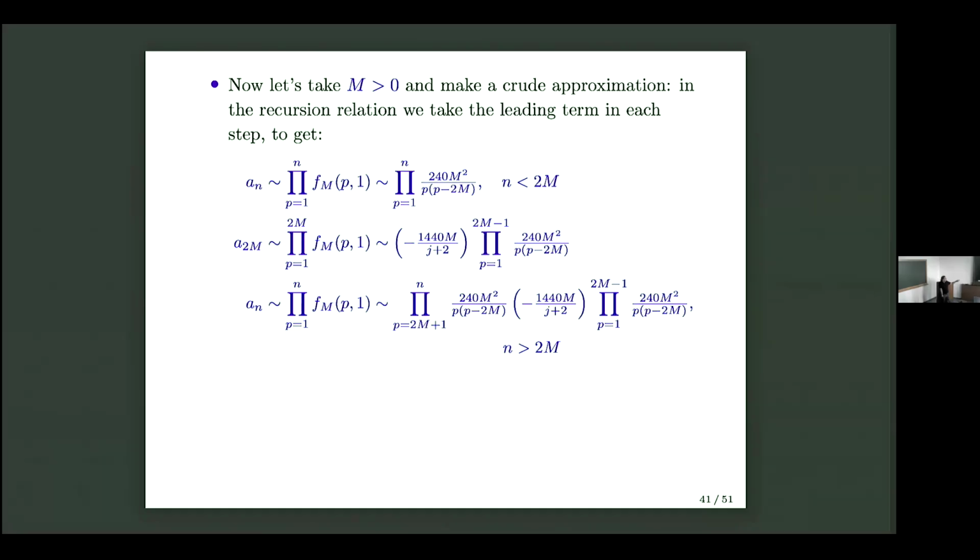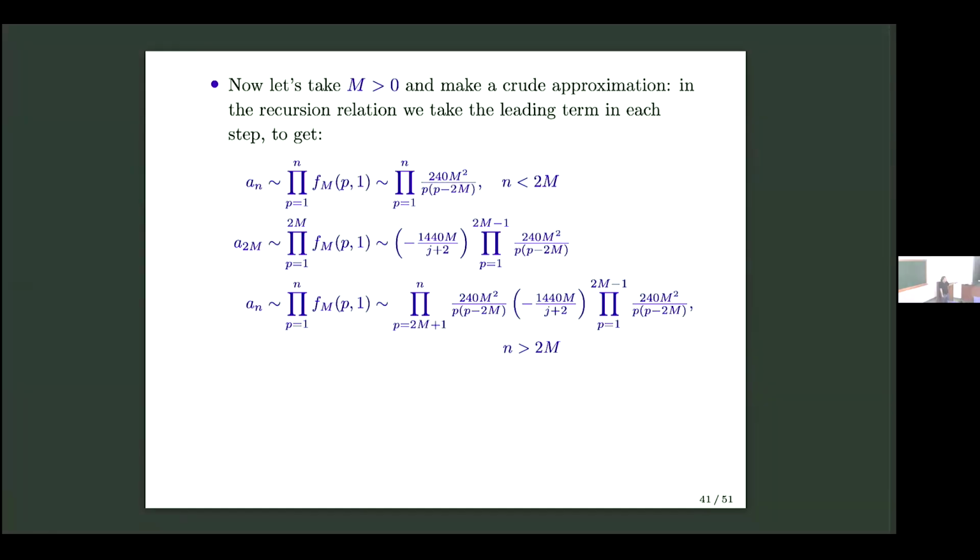The a_n is the product of these f factors from p equals 1 to n, and every one of them is negative when n is less than 2m, because p is less than n. So p is also less than 2m. So each of these factors is negative. So the alternation is seen. It is raised to the power of n, there are n factors. So depending on the odd or even n, you get minus or plus. Exactly at 2m, you have an odd number of minus signs and one more.